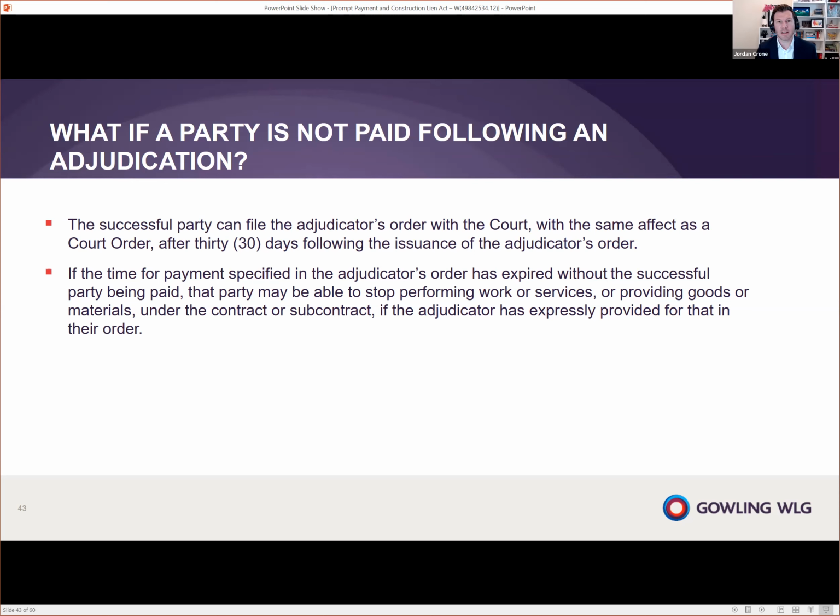The other option is if you have specifically requested it, set it out in your notice, and asked for it as a remedy, the adjudicator can award you the ability to stop performing the work or services under your subcontract if you've been unpaid. But again, you have to specifically request that, and the adjudicator has to specifically mandate that. And then, and only then, after 30 days, could you stop work. So it's a very specific remedy, but it outlines the importance of setting out in your notice and in your submissions what you're seeking. It's a very tight timeline, but you really have to be organized for what you're looking for, not just as a result, but what happens if I get the result I want and I'm still unpaid.